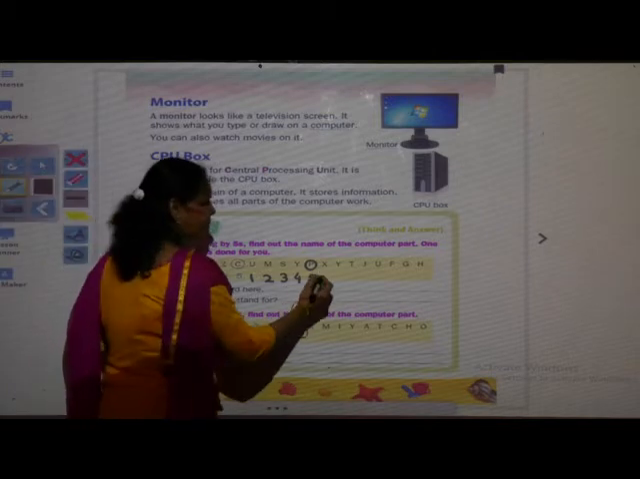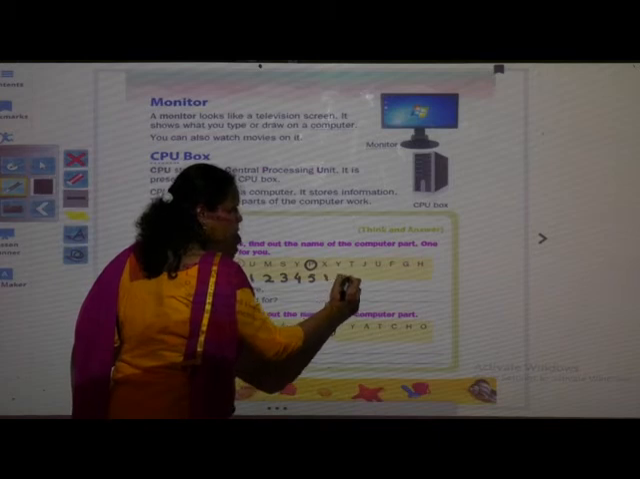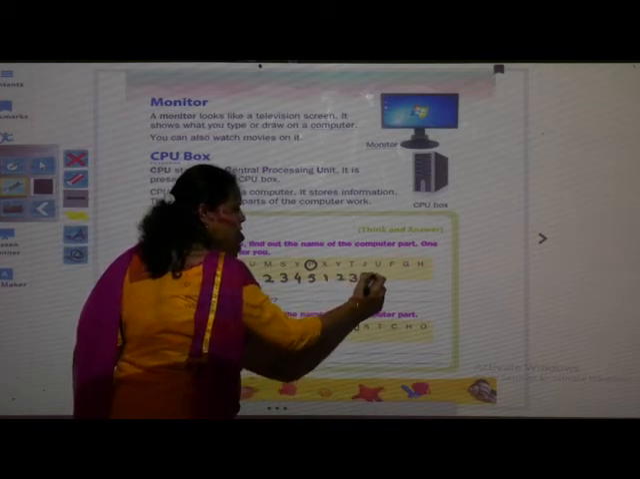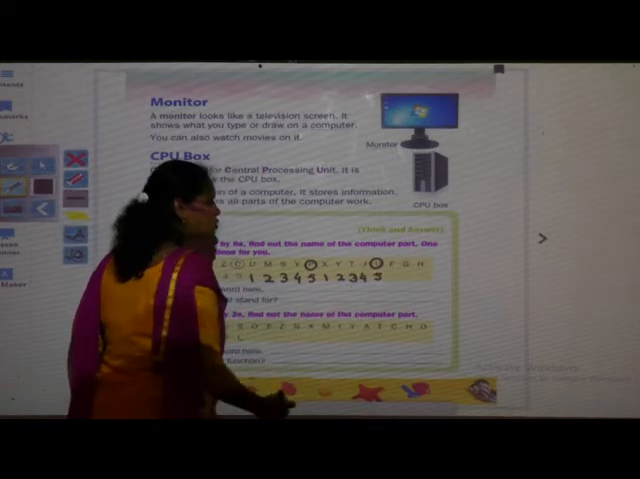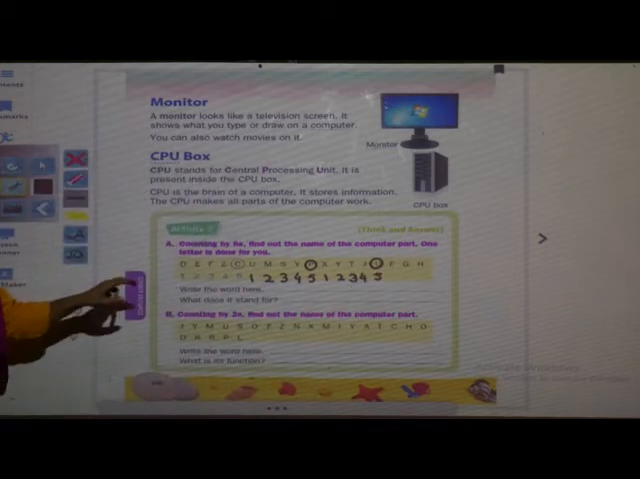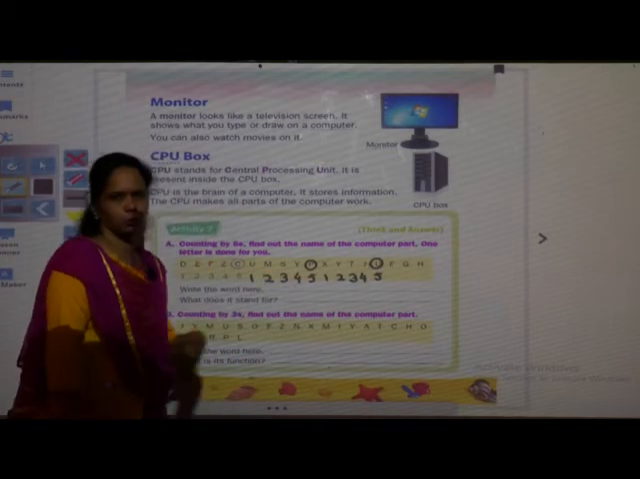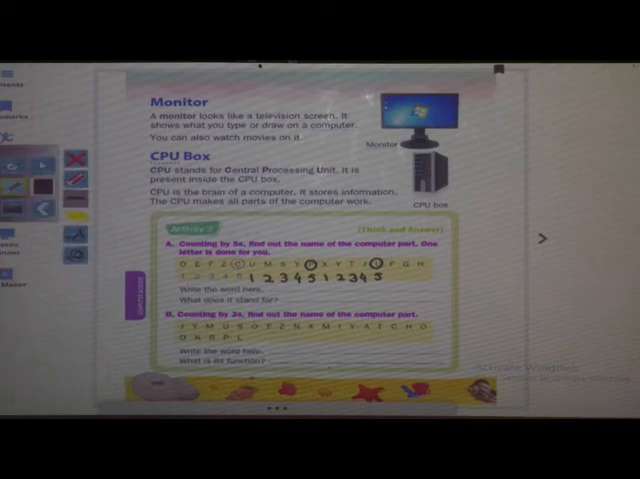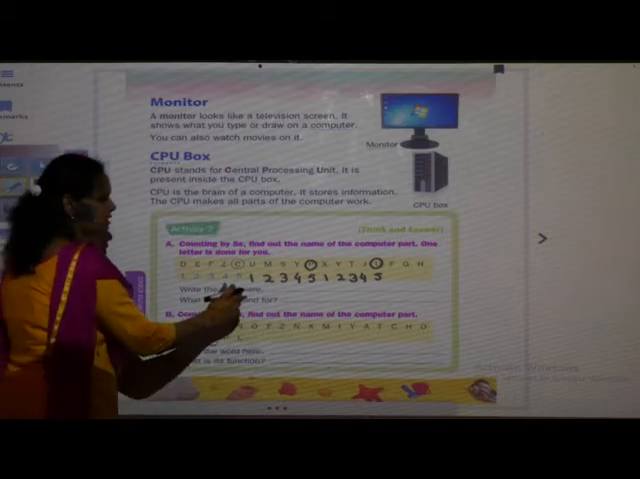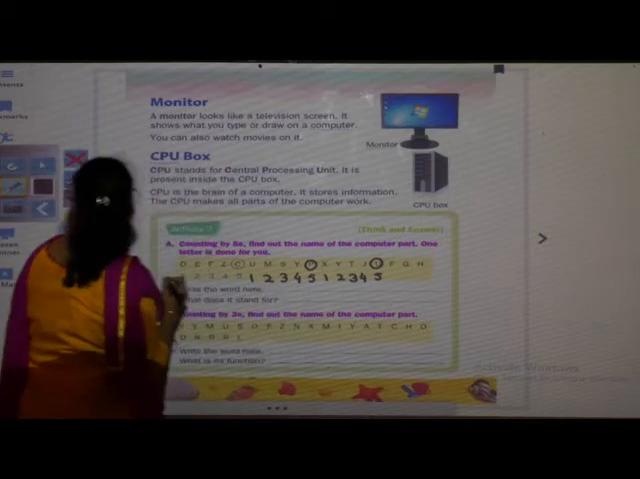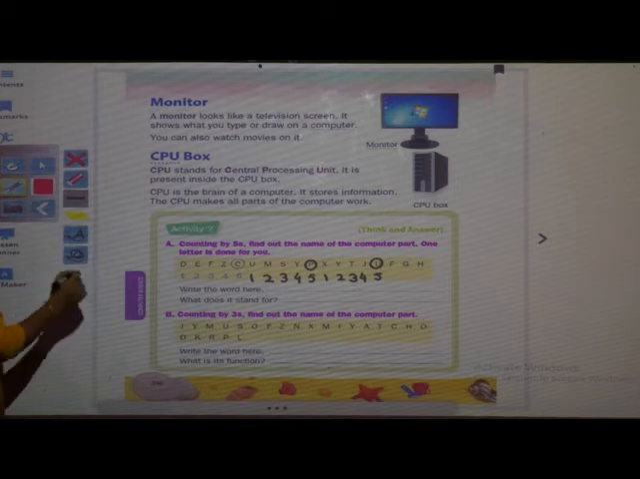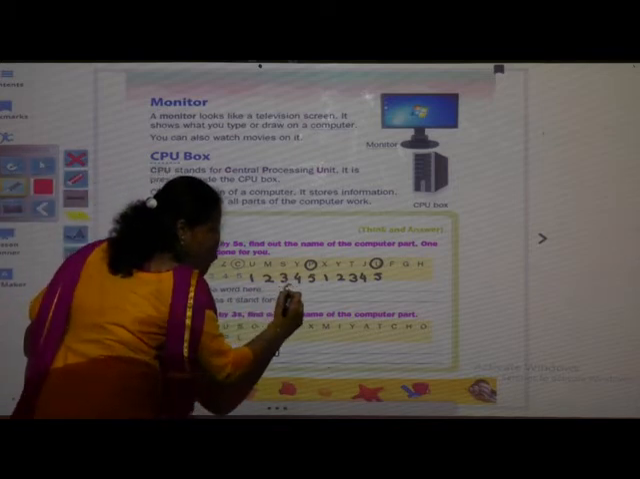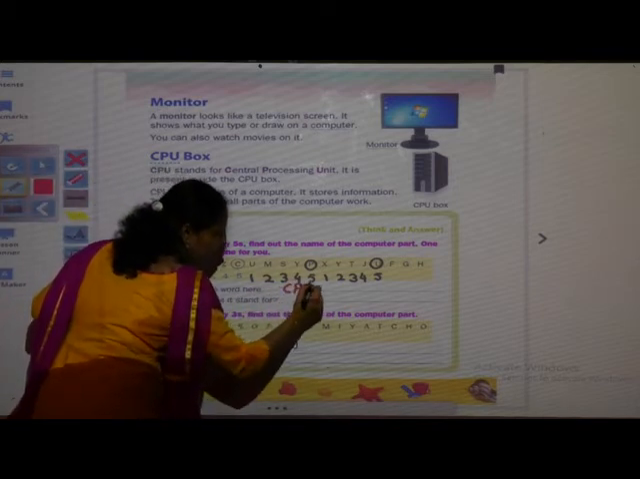Next, after 5 again write 1, 2, 3, 4, 5. So, which letter did you get? U. So, you got a 3 letter word, that is CPU. Is CPU a part of computer? Yes, very good. So, write the word here. Which letters did you get? Write them down here: C, P, U.